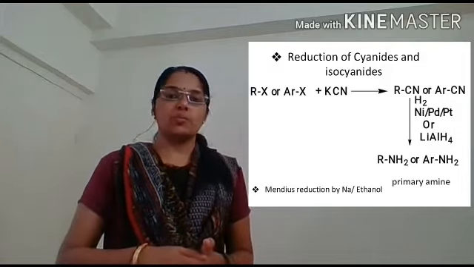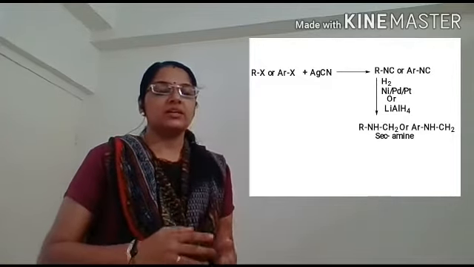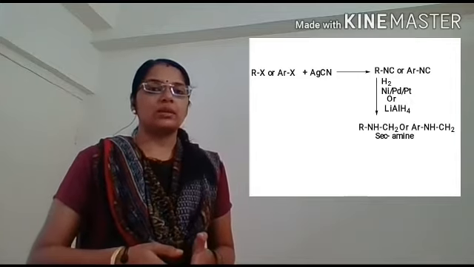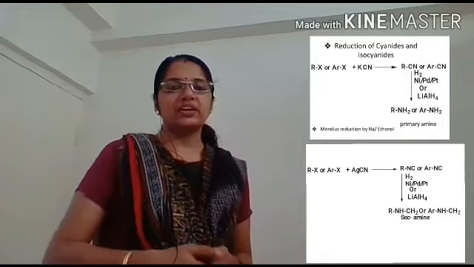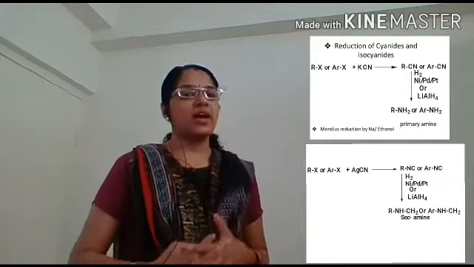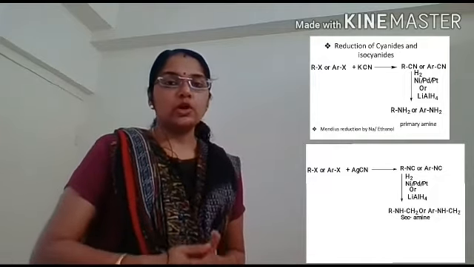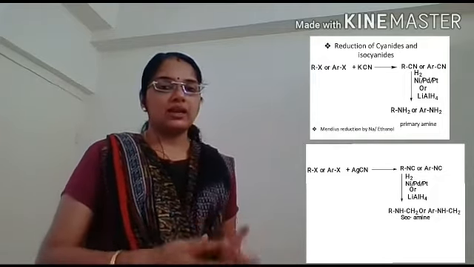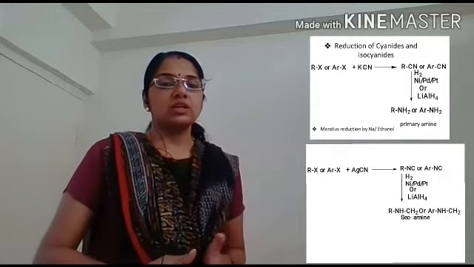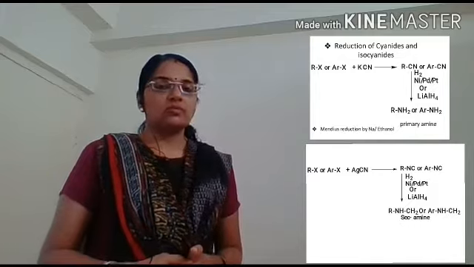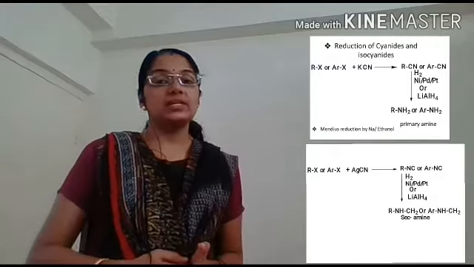a primary amine is produced. But if we take isocyanide, that is NC, it is reduced to a secondary amine. So alkyl cyanide undergoes reduction to give a primary amine, and isocyanide undergoes reduction to give a secondary amine. Another important point to note is that when an alkyl cyanide or an aryl cyanide is reduced with sodium in the presence of ethanol, we get a primary amine, and that reaction has a name called Mendius reduction.